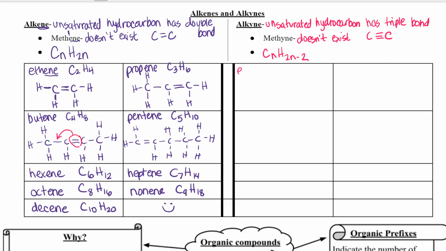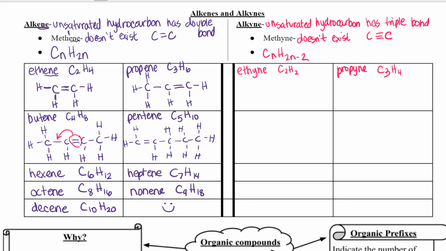So let's talk about a couple of those. We're going to have ethyne and propyne. Let's figure out those first. Eth means 2, so that tells me 2 carbons, whereas prop means 3. In order to figure out the hydrogens, we're going to do 2 times 2, which is 4, minus 2 is 2. So C2H2 is ethyne. Propyne is C3, so 3 times 2 is 6, minus 2 is 4.